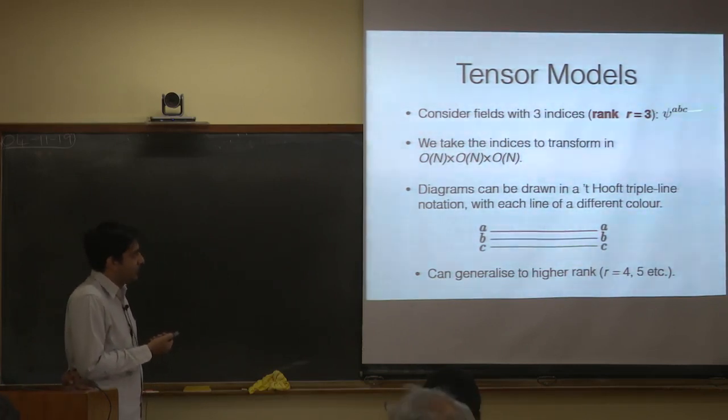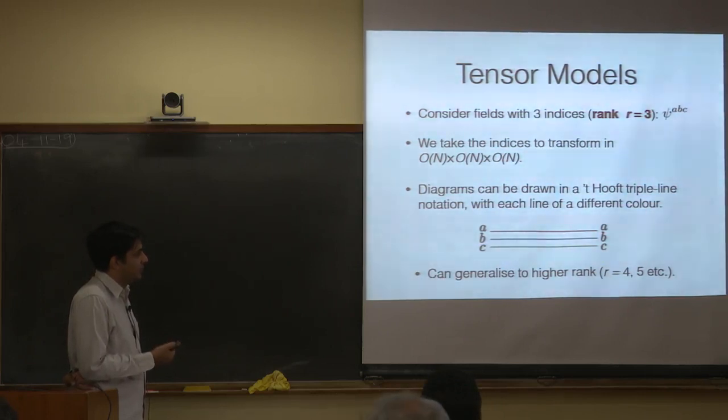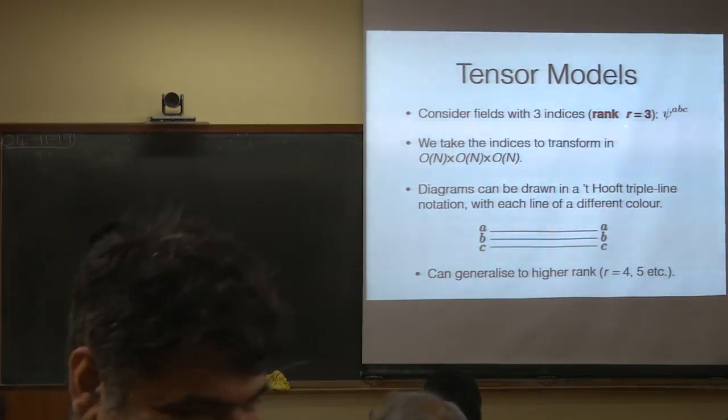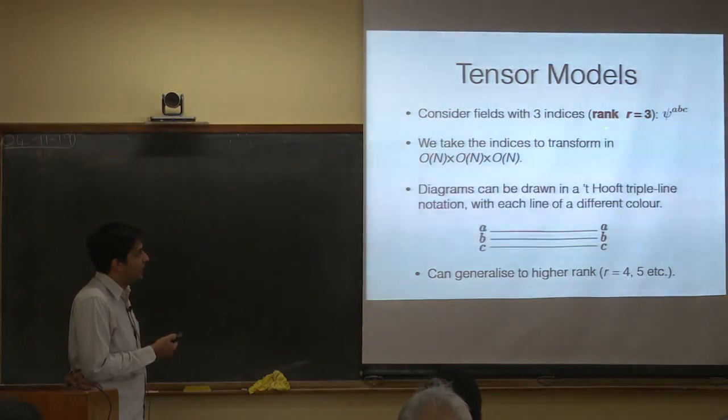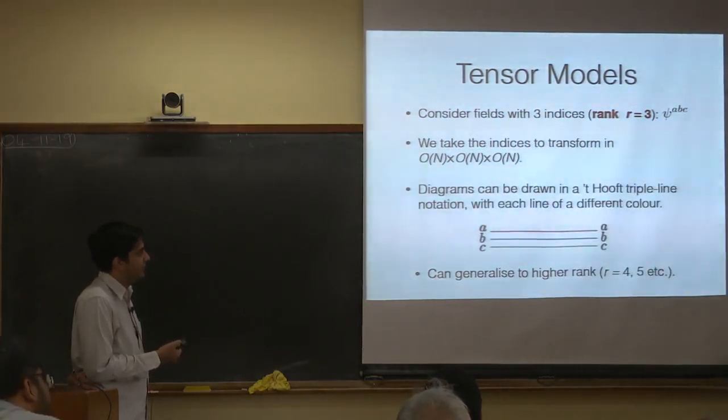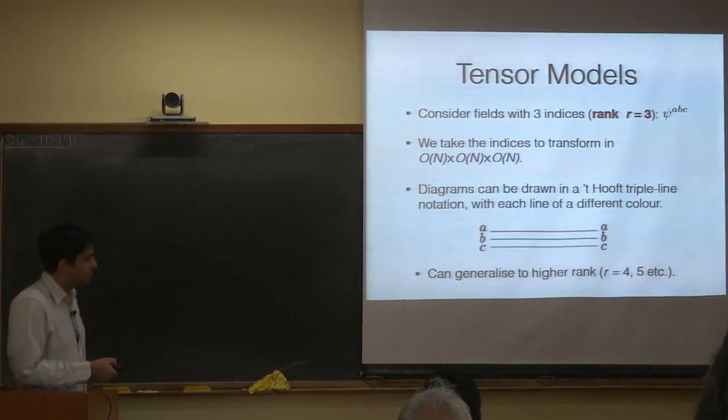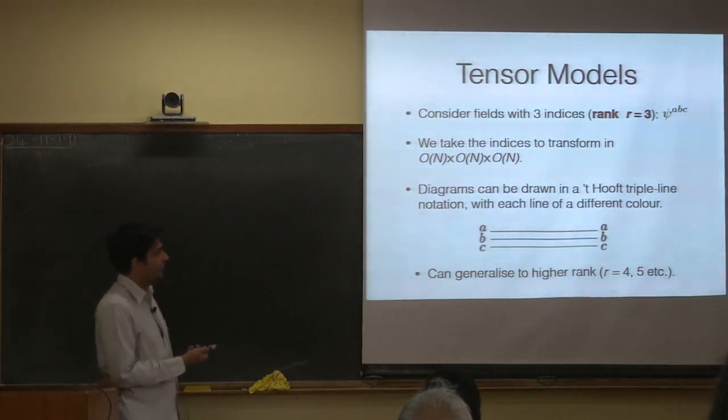So, fields with just 3 indices. We take them with different gauge groups, so each line for the propagator can be drawn with a different color. And we'd consider rank R fields, so there may be more than 3 indices, and there'd be an O(n)^R symmetry group and R different colors in the propagator.